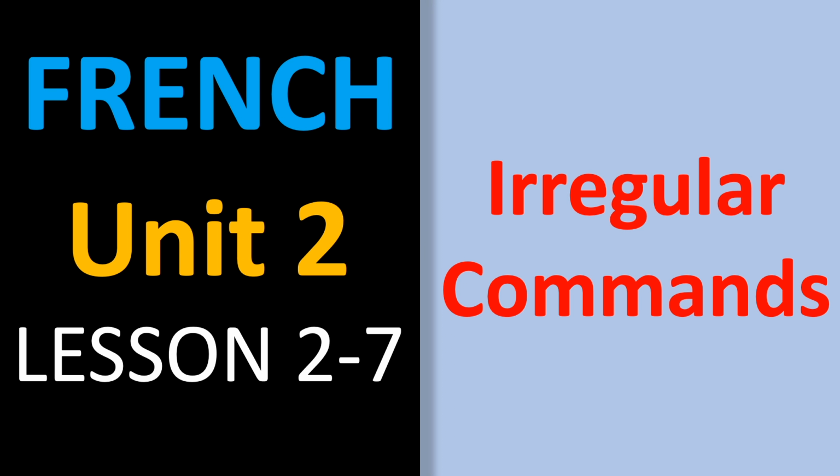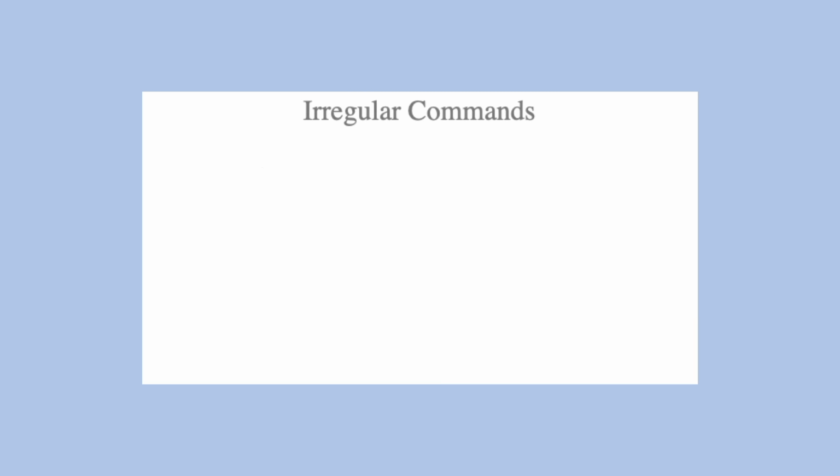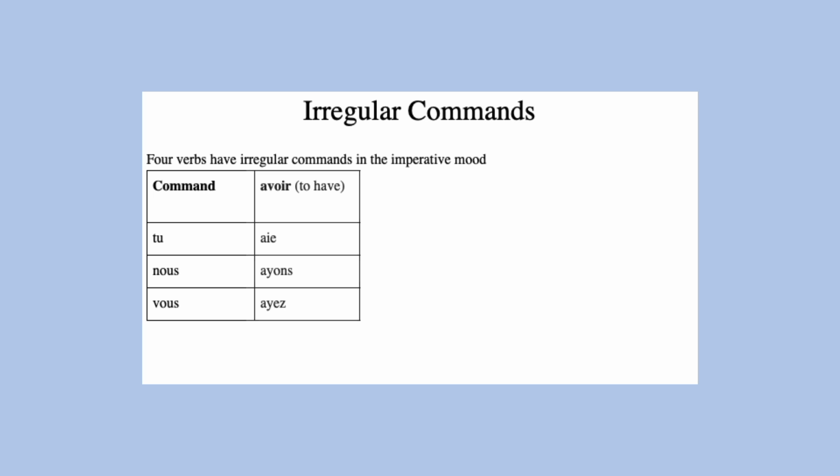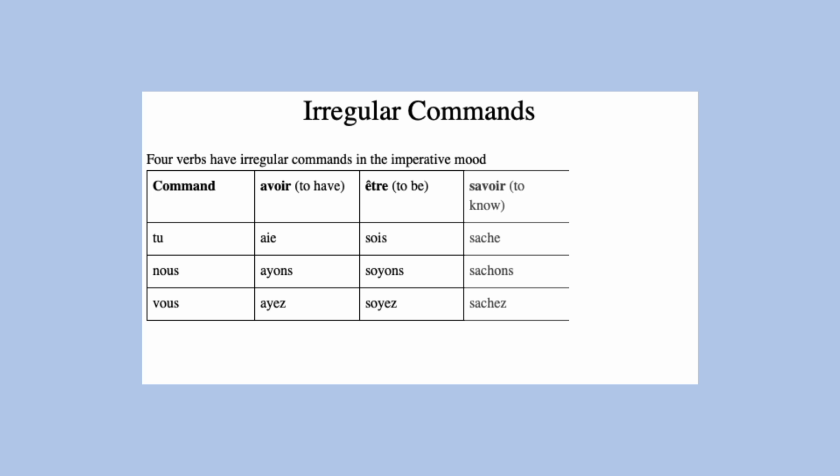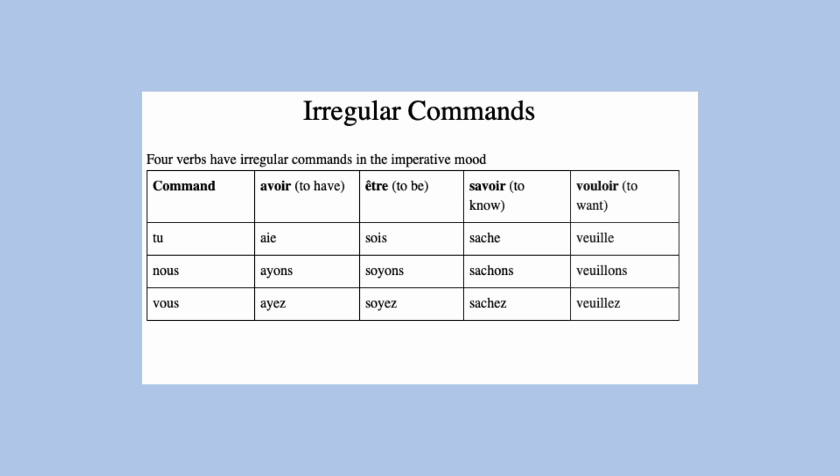We will very briefly cover irregular French commands in this lesson. There are 4 verbs with uniquely irregular commands under the imperative mood. Avoir: aie, ayons, ayez. Être: sois, soyons, soyez. Savoir: sache, sachons, sachez. Vouloir: veuillez, veuillons, veuillez.